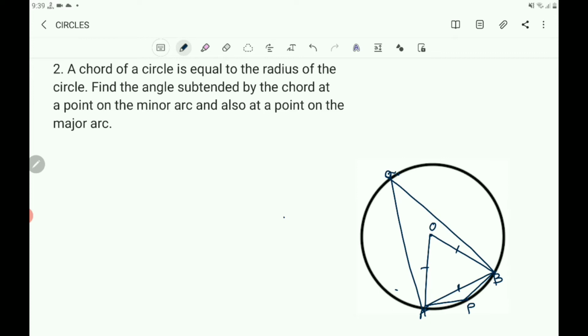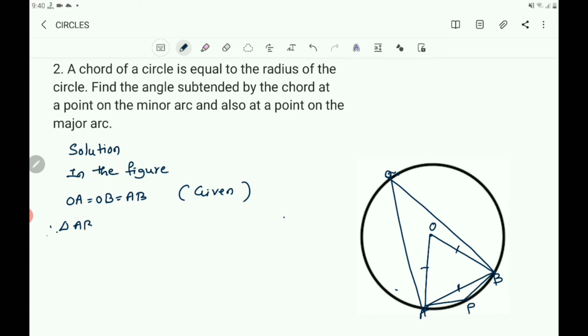So you take solution. In the figure, OA equals OB equals AB. That is given. What is given? Radii and chord are equal. Given.